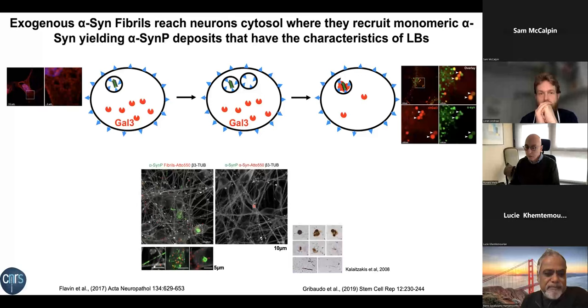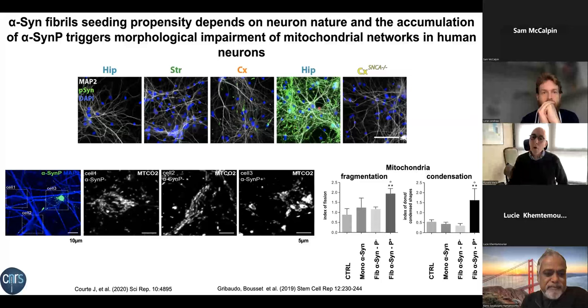Now, multiplication depends on the expression of alpha-synuclein. We showed this by exposing different neurons to the same amount of fibrillar alpha-synuclein. You can see that there is no seeding in the cortical neurons expressing no alpha-synuclein. But when you expose the normal striatal, cortical, or hippocampal neurons to fibrillar alpha-synuclein, you see aggregation of endogenous alpha-synuclein. And the more the cell expresses alpha-synuclein from the same animal, the more you have aggregation. And only in cells where aggregation occurred, so multiplication and amplification, we observed fragmentation and condensation of mitochondria.